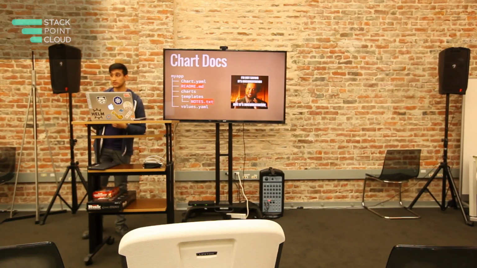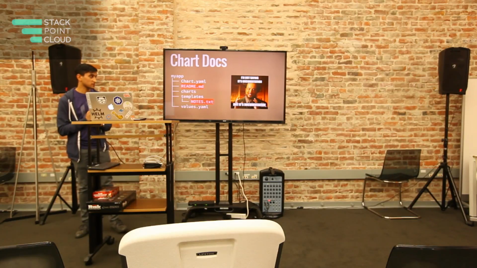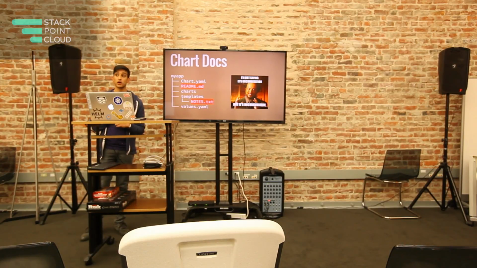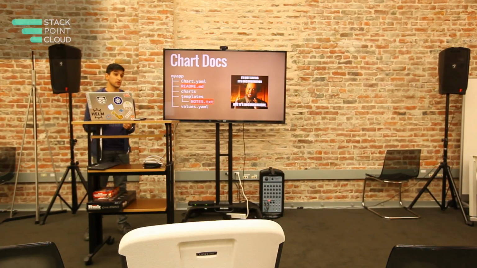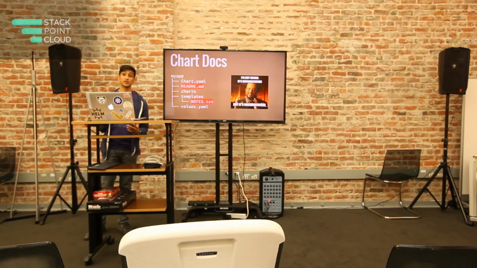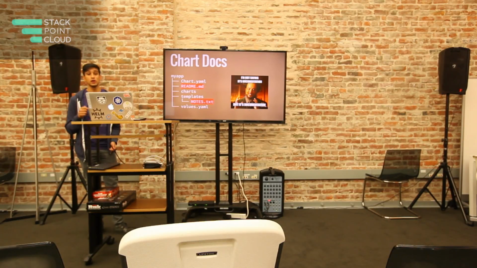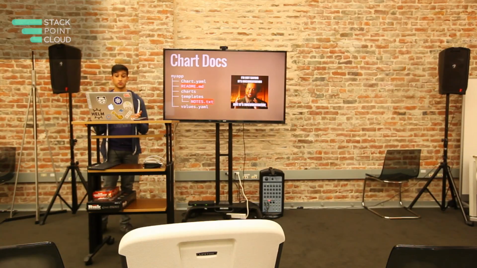Then there's the notes.txt file, and Michelle touched on this in the WordPress demo. You can use this file to list out any post-installation steps for the chart. And because it's in the templates directory, you can use the templating to print out working commands. Like in the WordPress example, we were able to print out a working command that knew the release name to get the actual name of the service and get the IP address that way.